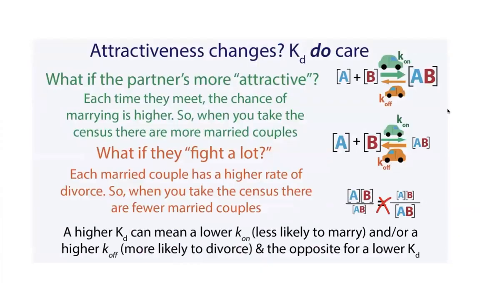So KD isn't going to depend on the concentrations, but it does depend on that K on and that K off, as we talked about. So remember that our K on, if the partner's more attractive, each time they meet, their chance of marrying is higher. And so there's going to be more married couples when you go take that census. Your KD is going to be lower. Conversely, if they fight a lot, you have a high off rate, a high divorce rate, then there's going to be fewer married couples, and so that is going to matter. So your KD is going to depend on your K on and your K off.